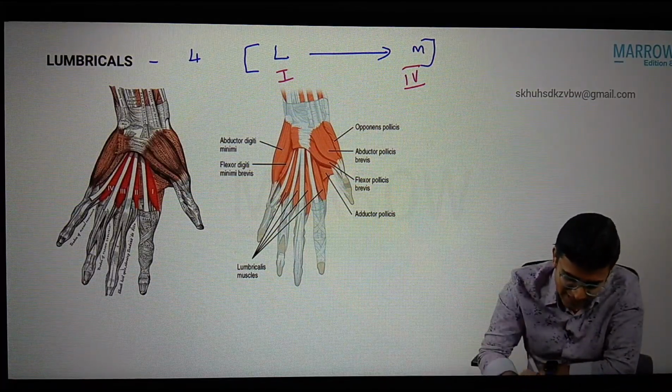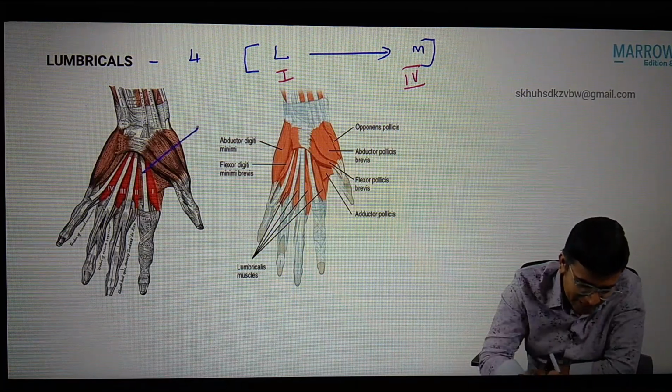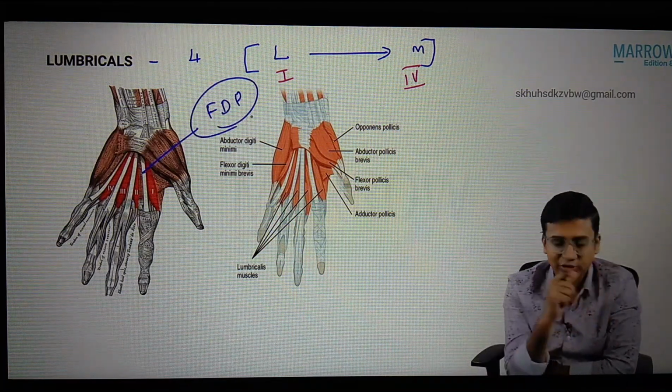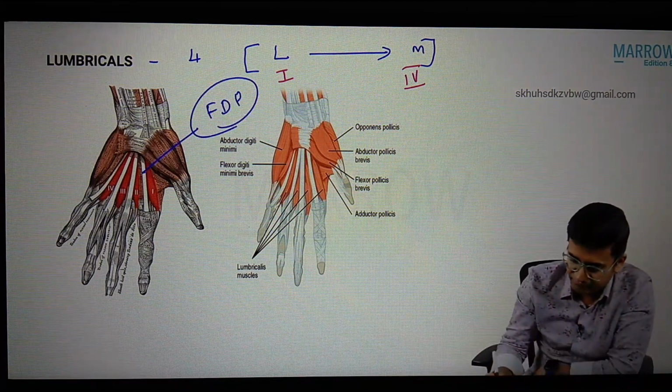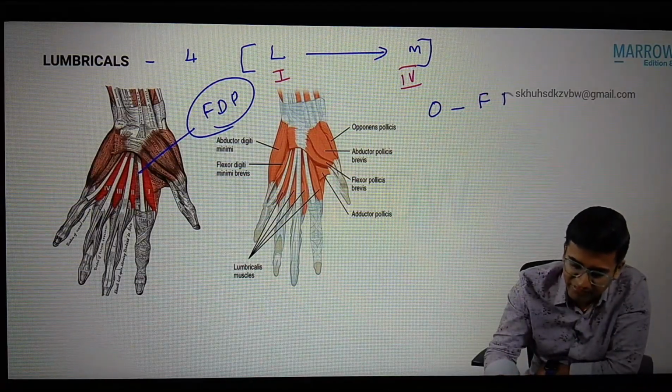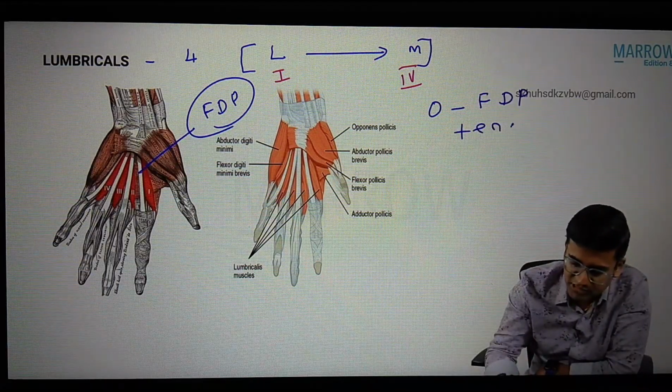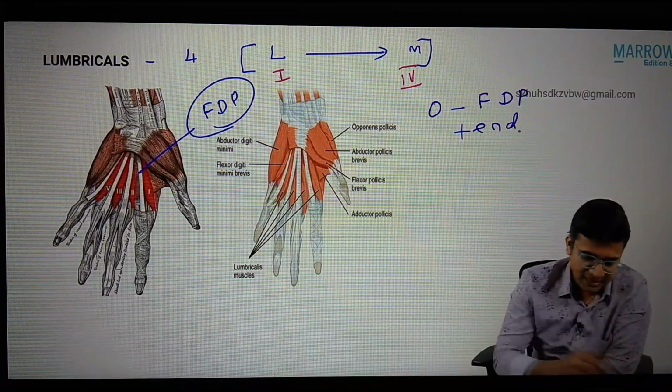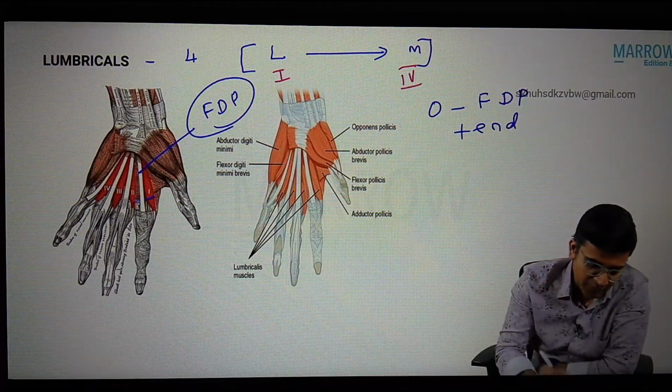What tendon? This white structure, no? That is our FDP tendon. So, okay. So, origin, we write. Origin of lumbricals from FDP tendon.